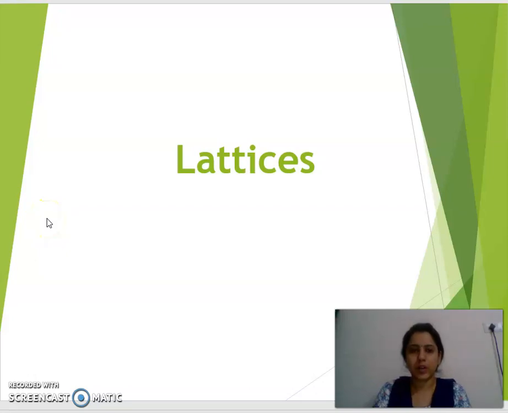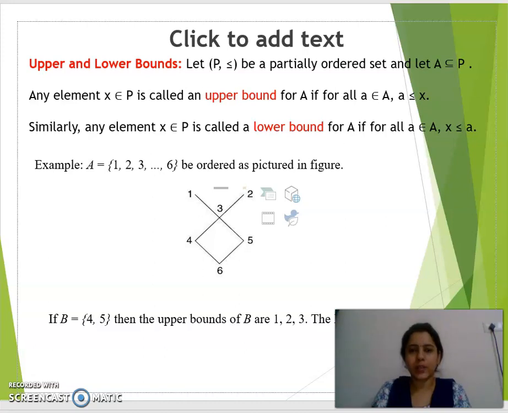Hello everyone, and the topic is lattices. Before going to the lattice topic, first let's understand some of the basic concepts required for lattices. First, what are upper bounds and lower bounds? We will see that in this slide. In the next slide we will see what is least upper bound and greatest lower bound. From that we will learn what is a lattice and then some properties of lattices.